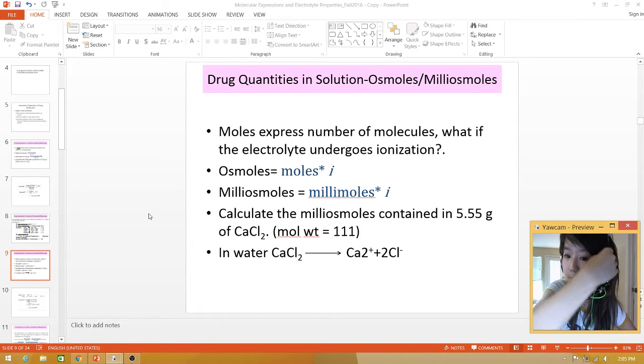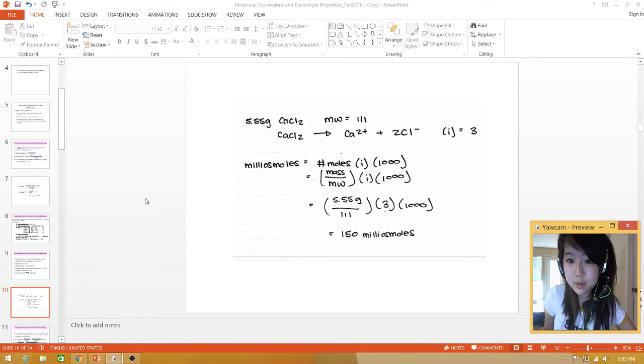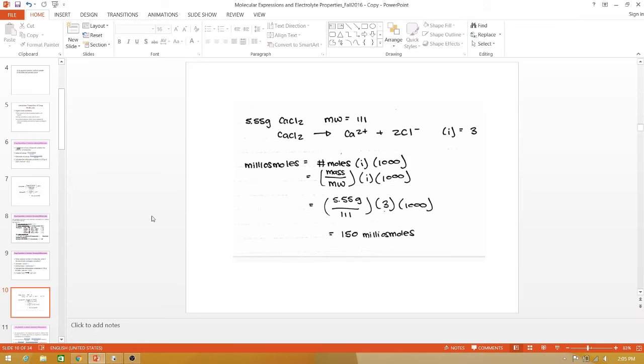To calculate the milliosmoles of this problem, we can see that calcium chloride is going to dissociate into one calcium ion and two chloride ions, and so the particles that it contributes to the solution is going to be 3, 1 plus 2. So the milliosmoles is going to be the number of moles times the Van't Hoff factor times 1000. So it's going to give us 150 milliosmoles.